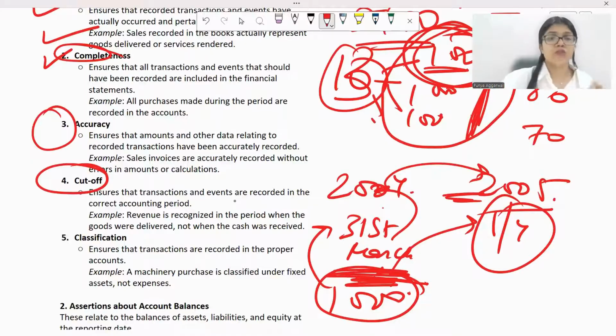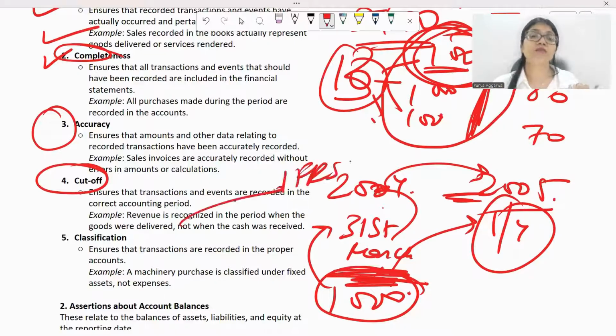So that is cutoff. Cutoff is basically related to your accounting period, where a certain transaction might not be recognized in the correct accounting period. So it ensures that transactions and events are recorded in the correct accounting period. Example, revenue is recognized in the period when the goods were delivered, not when the cash was received. This is basically related to your IFRS 15, if you are aware of that as well.